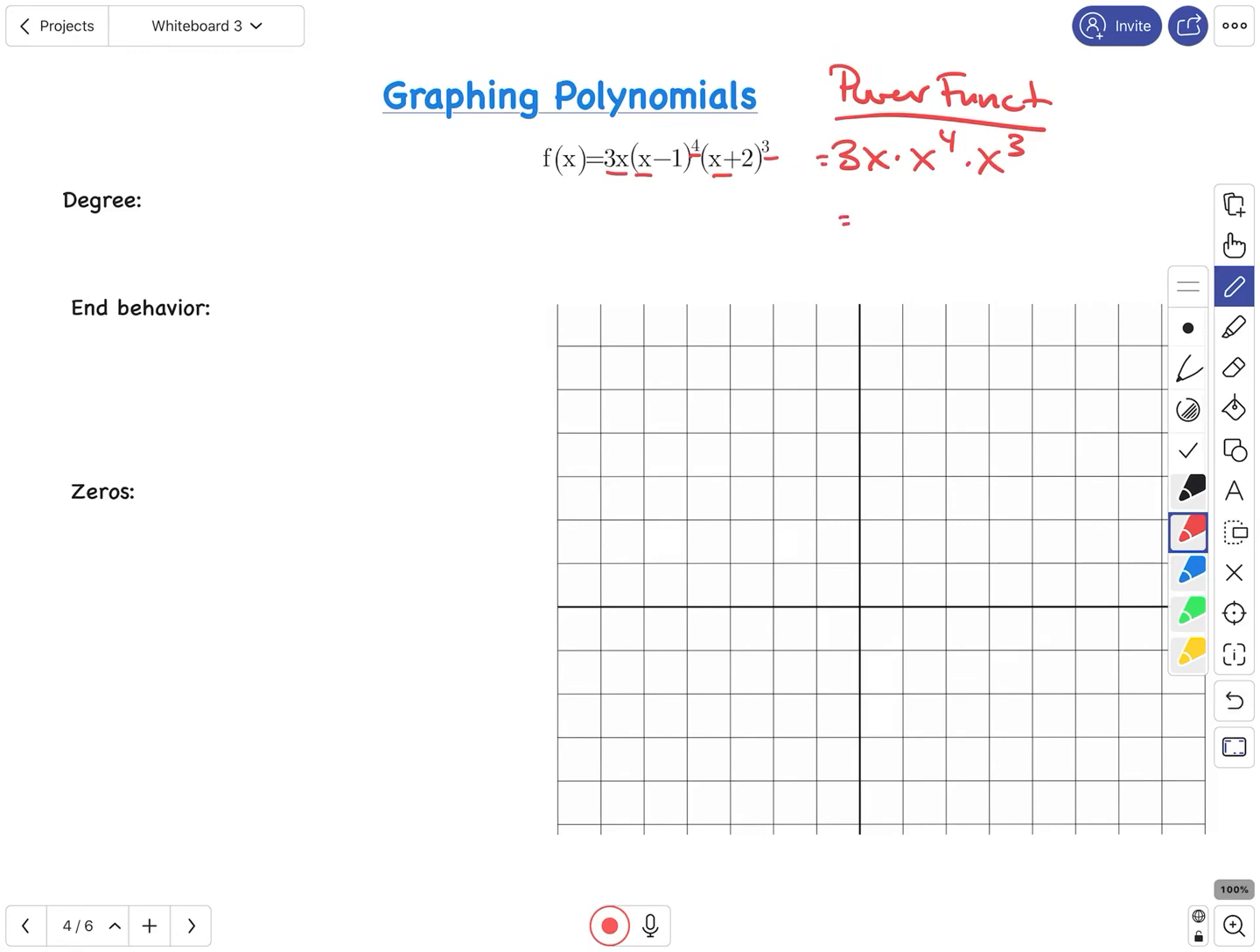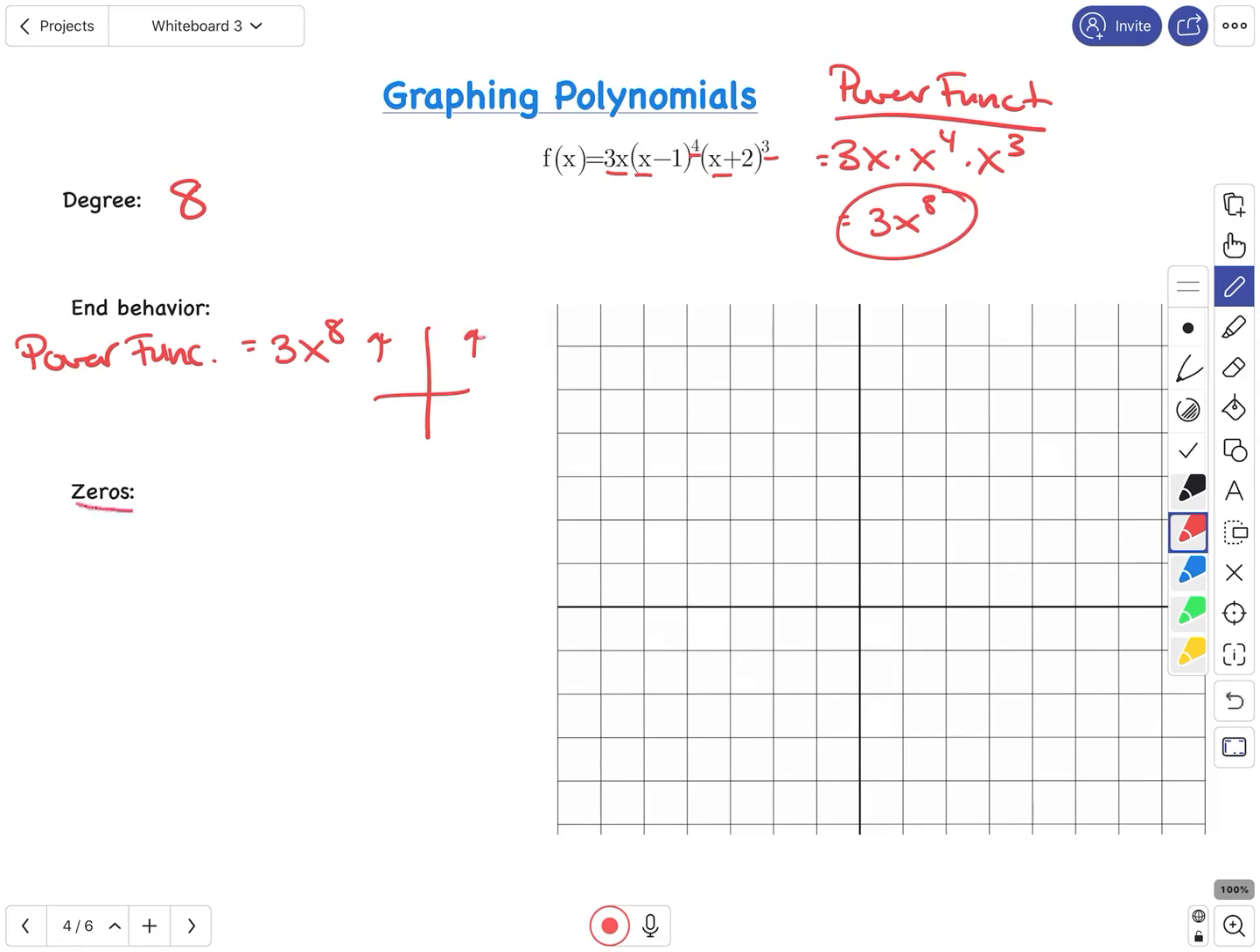So that would give us 3, 1 plus 4 is 5, plus 3 is 8, 3x to the 8th. So the degree is 8. The power function is 3x to the 8th, which is again positive. So this graph is going to look like x squared, up on the right and up on the left. I don't know what it does in the middle. That's what the zeros are for.